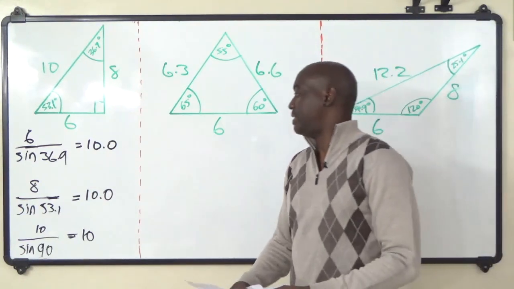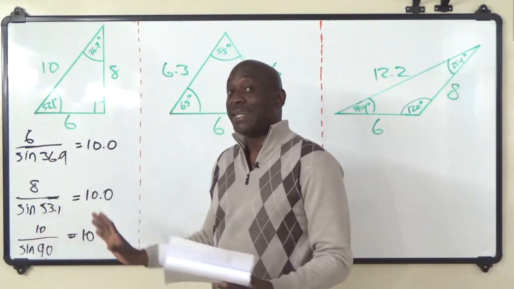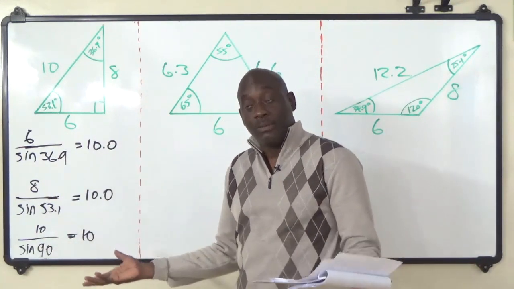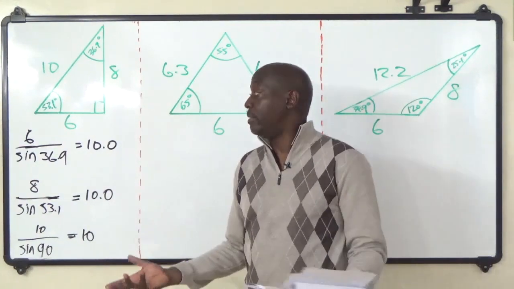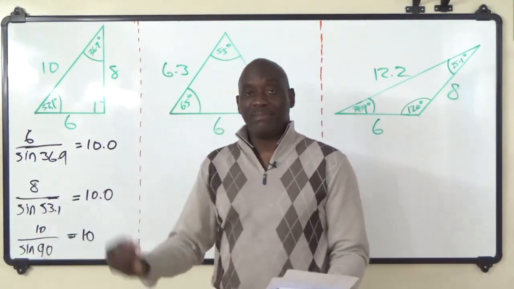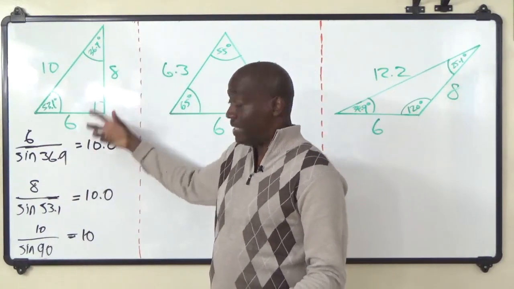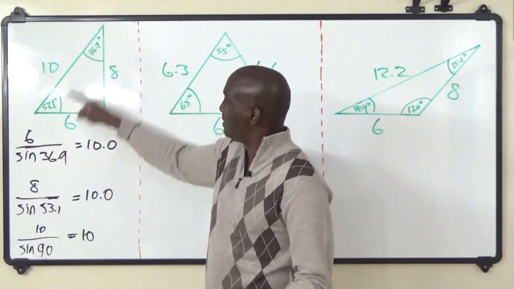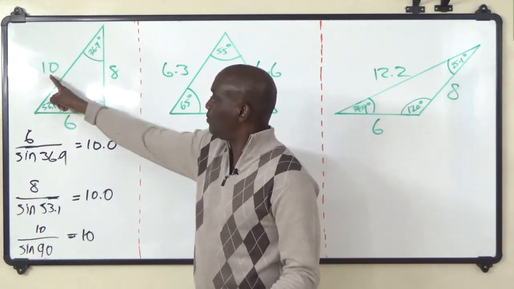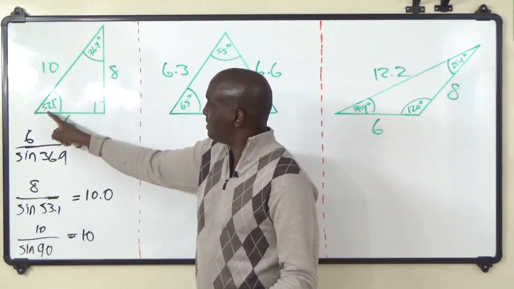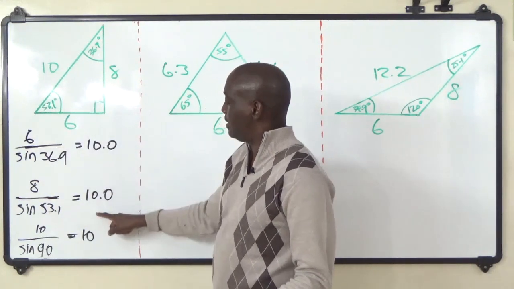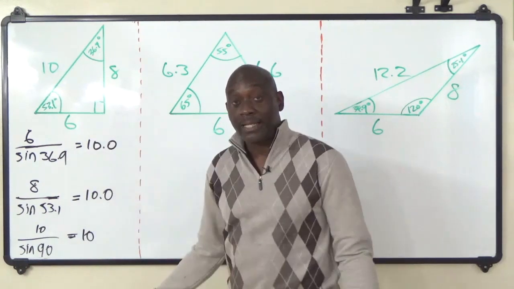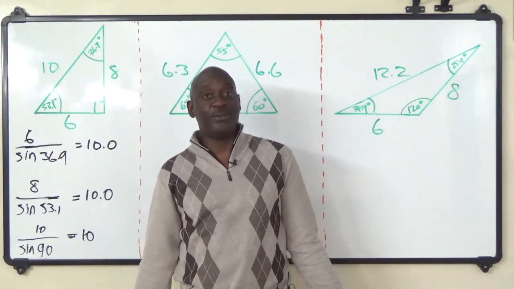So when we have 53.1 here and 36.9 there, understand that that is an approximation, which means that when you actually try to do the divisions, you wouldn't get exactly 10 in every case. You'll get 10 to 1 decimal place or 1 whole number. However, in the mathematics of it, the relationship holds. So 6 over sine 36.9 is 10. 8 over sine 53.1 is 10. And 10 over sine 90 is also 10.